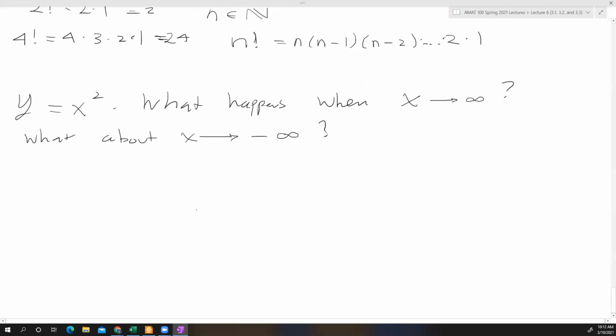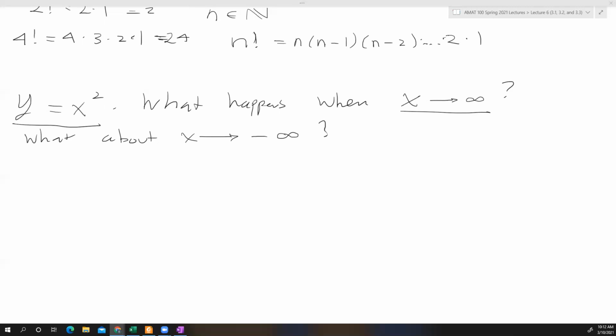And then we want to give a geometric interpretation of that. I think it's pretty clear, especially in this case, what's happening to this function. If you plug in 10, you get 10 squared, which is 100. If you plug in 100, you get 100 times 100, which is 10,000. So you get a number that's even larger.